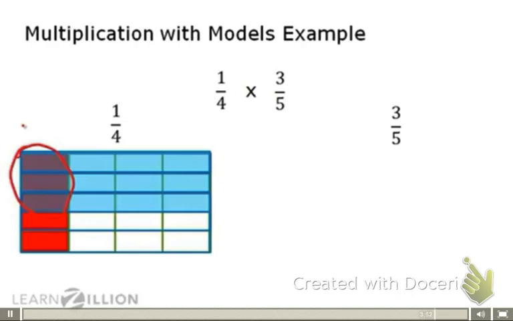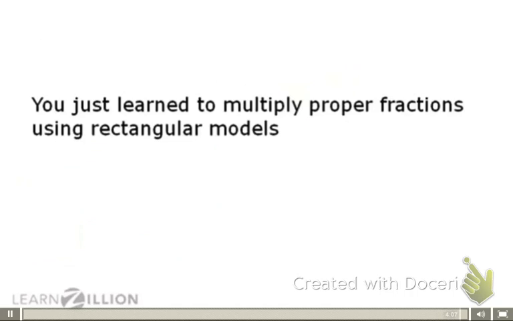This answer of 3/20 matches the process of numerator times numerator and denominator times denominator. In this example, we do not need to simplify because 3/20 is already in its simplest form. You have just learned to multiply proper fractions using rectangular models. Okay, so let's give this a try.